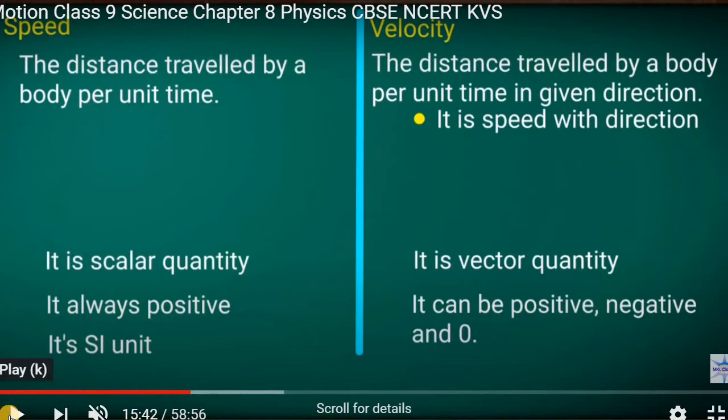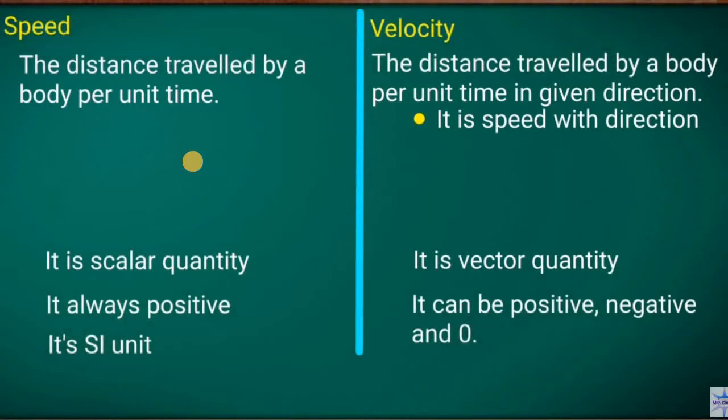Now in this video we will see some more physical quantities. So let's begin. The first one is speed, and the velocity. Speed means the distance traveled by the body per unit time. Body means you can consider it as an object.